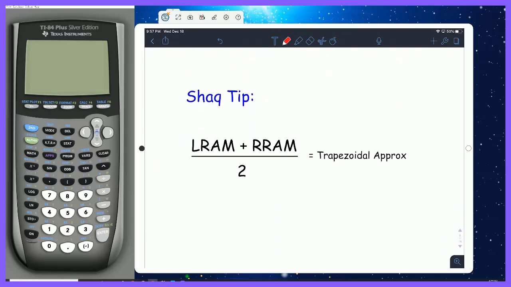One interesting thing to note, trapezoidal approximation is actually the average of LRAM and RRAM. Very interesting, but MRAM is not the average of LRAM and RRAM. If you want to prove it to yourself, you can go back to the previous video we did with rectangles and average the values of L and R, and see if they come out to MRAM. And it's actually not. It's actually equal to the trapezoidal approximation. Very cool.